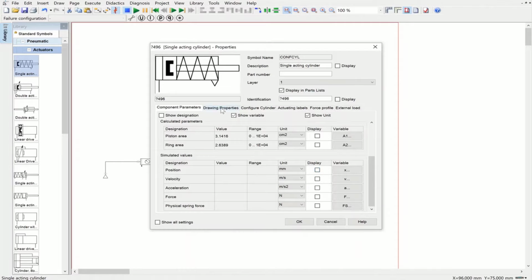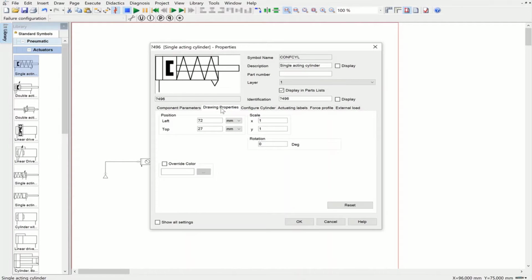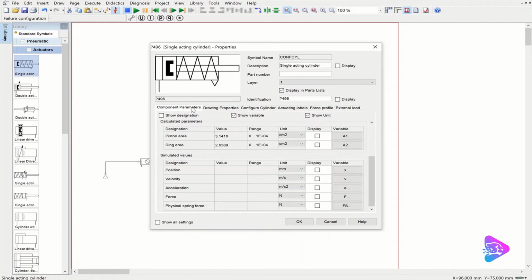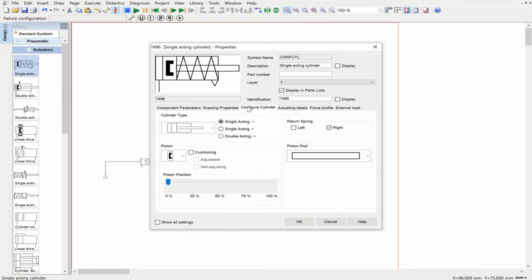The other thing is drawing properties. We can adjust the shape and the size of the single acting cylinder, and it is the same for the double acting cylinder. Basically the component parameters are going to be the same too. The other thing is configure cylinder.